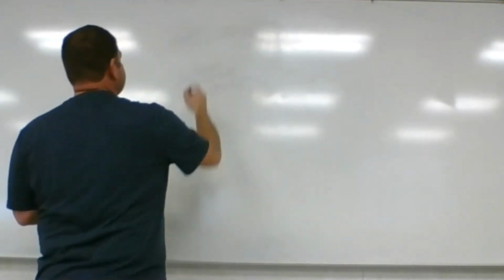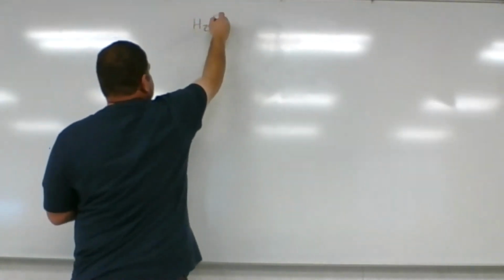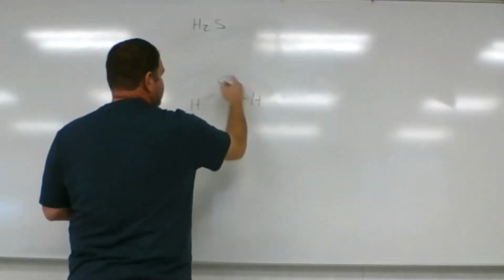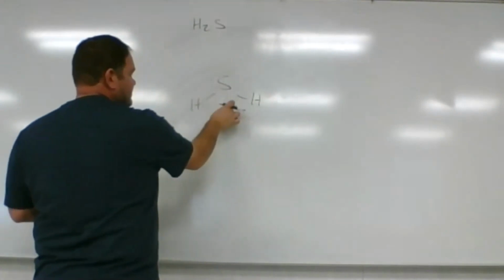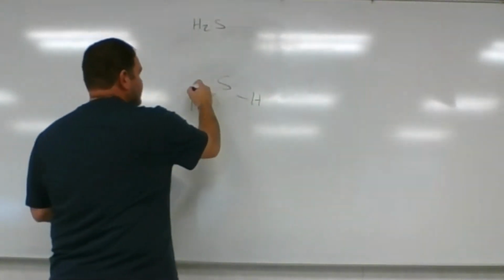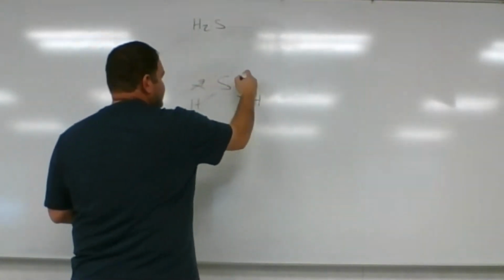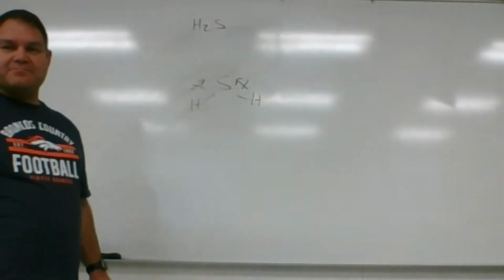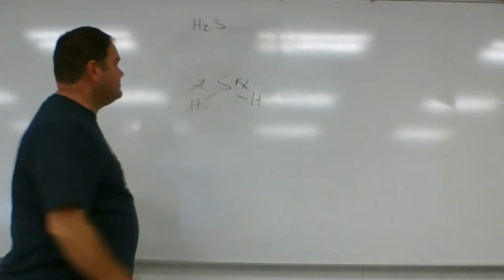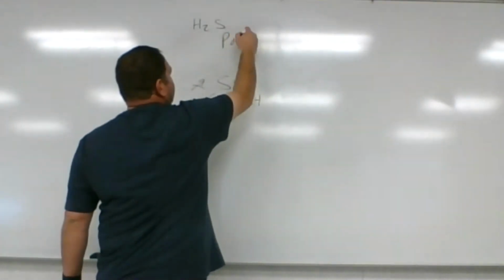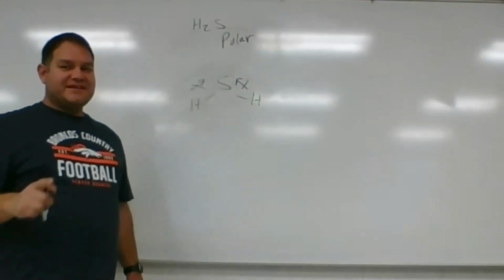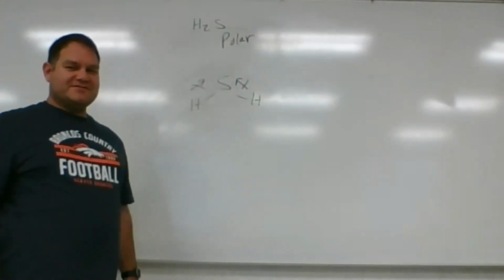All right, let's do H2S. So S-H like so. It's bent, very much like water. Dipoles are going towards sulfur. They're both going in the up direction, and therefore this is a polar molecule. So, polar. By the way, here's a hint about something.